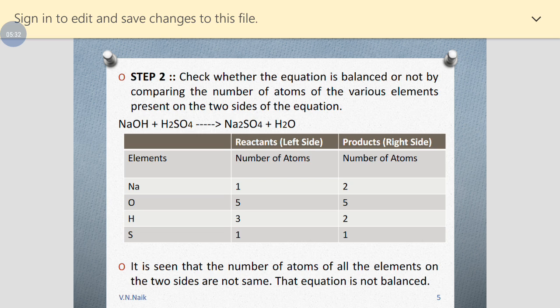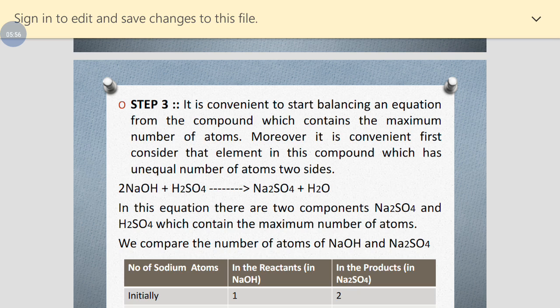Therefore, the equation NaOH plus H2SO4 is equal to Na2SO4 plus H2O is not balanced. It means the number of atoms of all the elements on the two sides are not the same. That equation is not balanced.